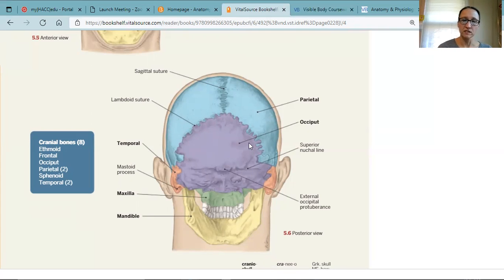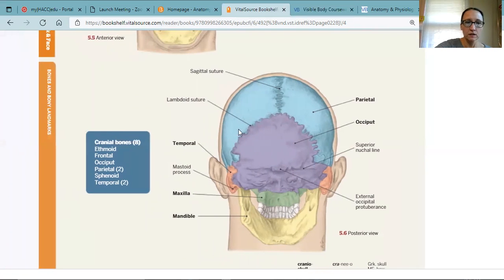Now, the occiput is separated from the parietal bones by the lambdoid suture. Lambdoid suture. And this is a really nice example of a suture. You can see how it fits together like a zipper almost.